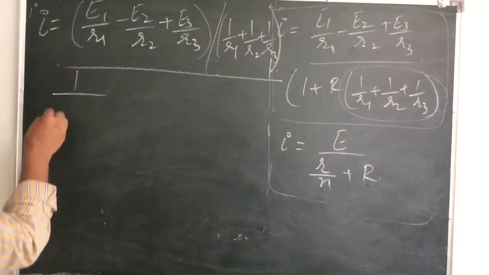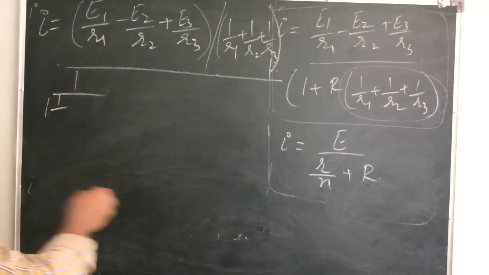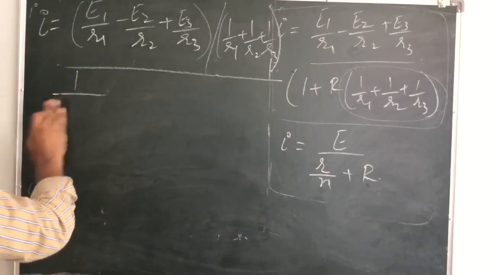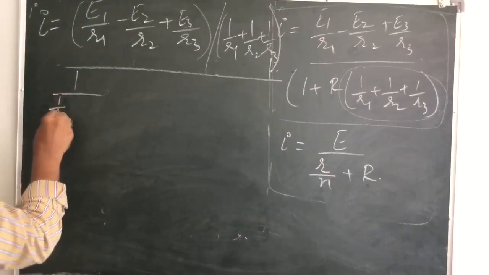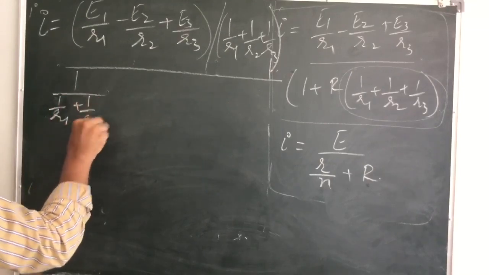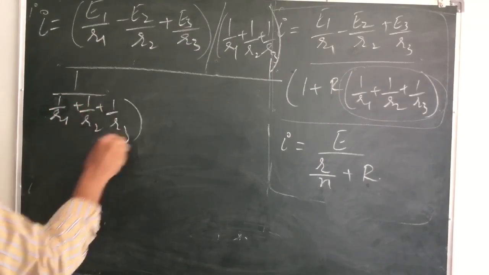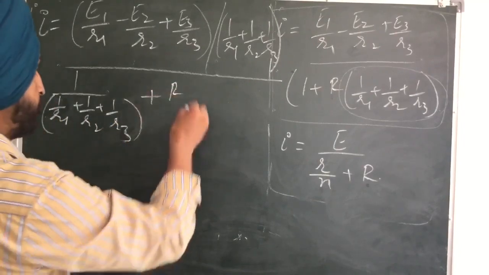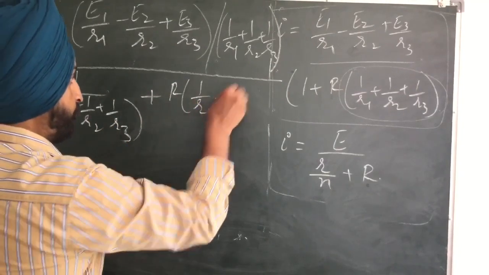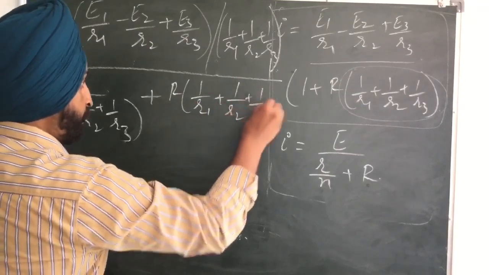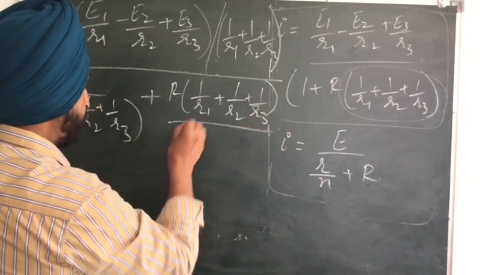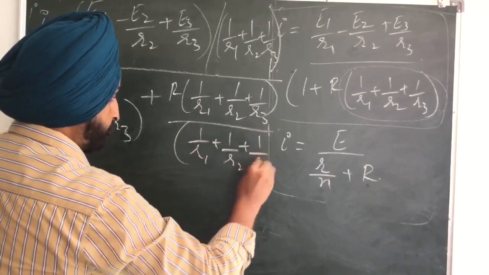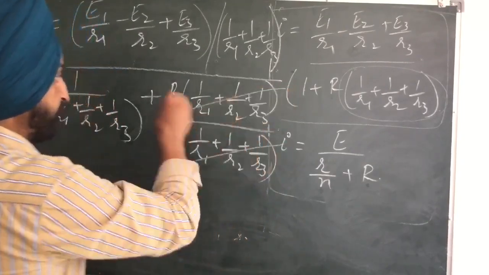So what will I be getting? 1 divided by this value, 1 by R1 plus 1 by R2 plus 1 by R3, plus R. So when I am dividing it with this, this will get cancelled.